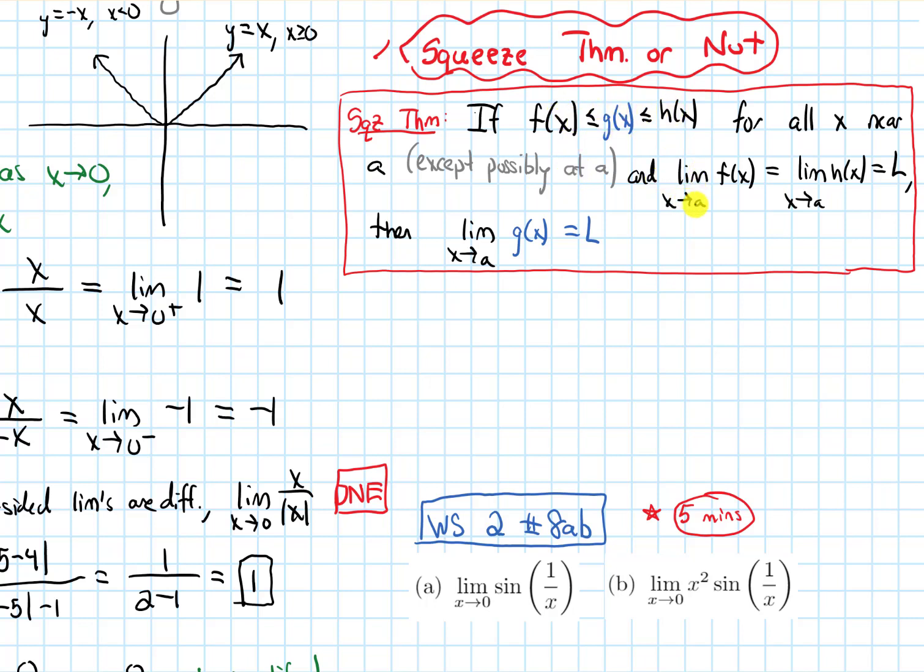and the limit as x approaches a of f of x equals the limit as x approaches a of h of x. So both of those outside functions have the same limit, and we're going to call that L. Then the limit of the middle function, g of x, as x approaches a, is also going to be L.